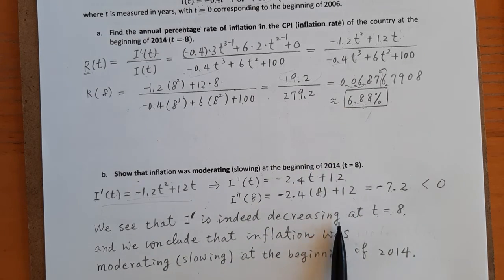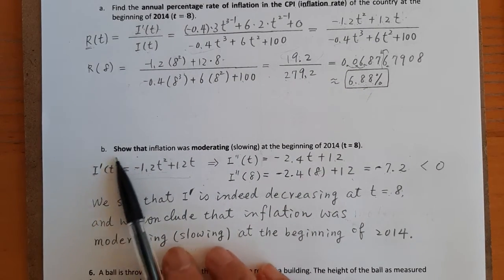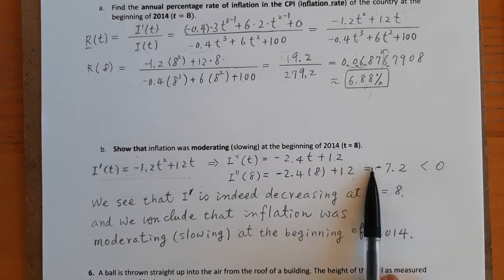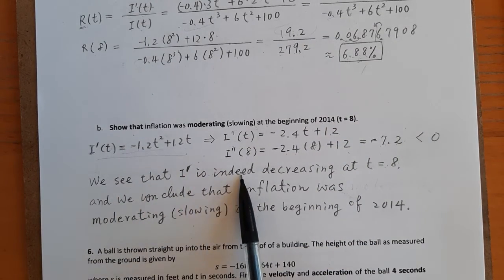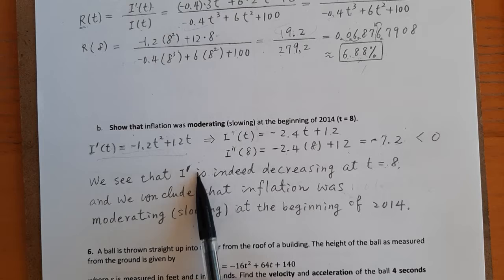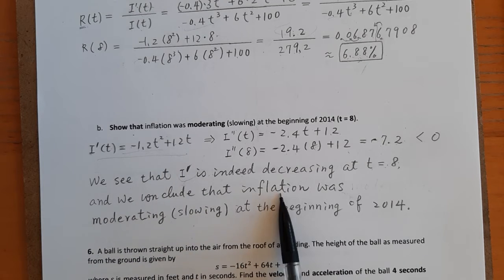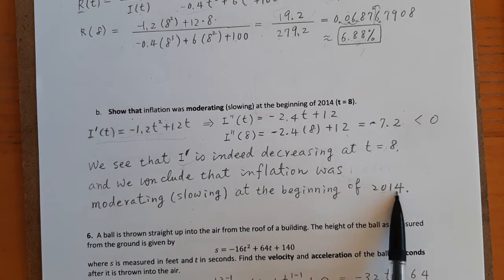The market is in inflation, but take the second derivative of I prime of t and you get a negative. The inflation is decreasing. We see that I prime is decreasing because its derivative is negative. The slope decreases, so I prime decreases. So we conclude that inflation was moderating, slowing, at the beginning of 2014.